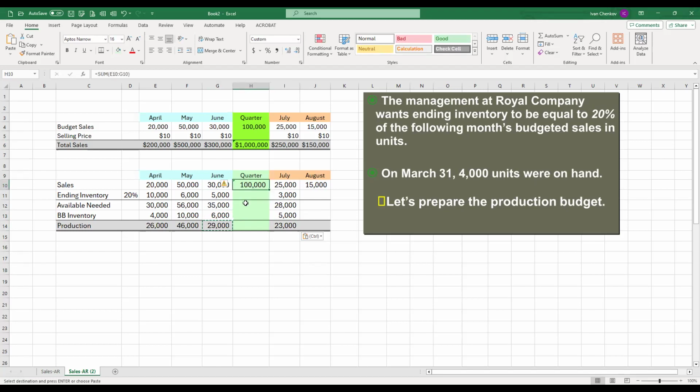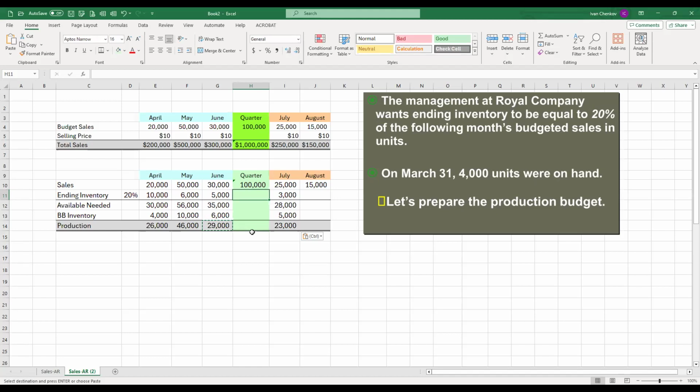Now, let's focus on the quarter because we're doing only the second quarter. Total sales for the second quarter, 100,000 units, correct? Yeah, 100,000. Ending inventory. How much is my ending inventory at the end of the quarter? The ending inventory would be 10,000 plus 6,000 plus 5,000.